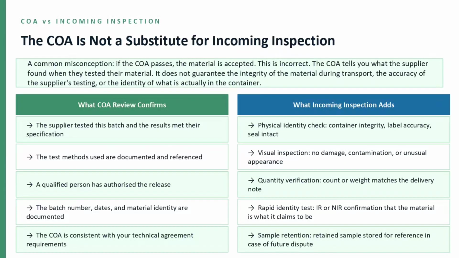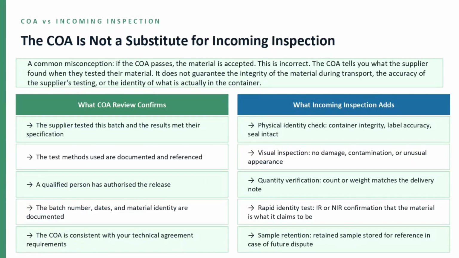COA review confirms several things. That the supplier tested this specific batch and the results met their specification. That the test methods are documented. That a qualified person authorized the release. And that the documentation is consistent with your technical agreement requirements.